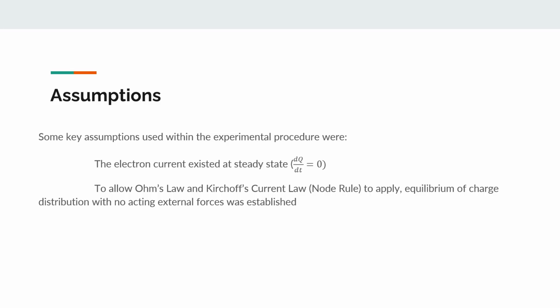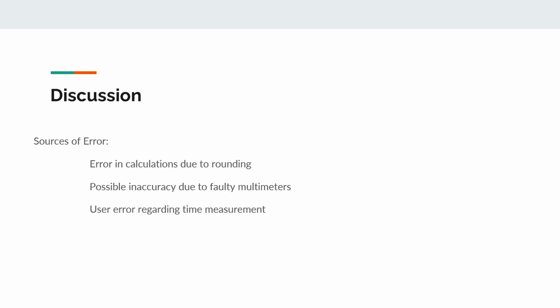Some key assumptions were that the electron current existed at steady state, and to allow Ohm's law and Kirchhoff's current law to apply, equilibrium of charge distribution with no acting external forces was established. Here are some possible sources of error in the experimental process.